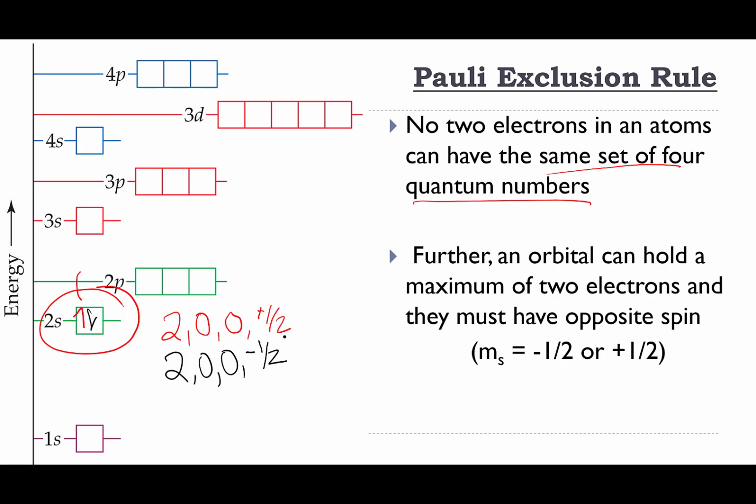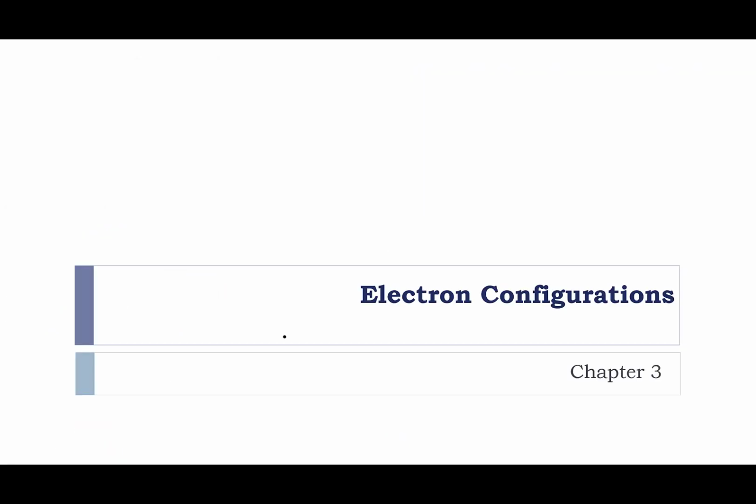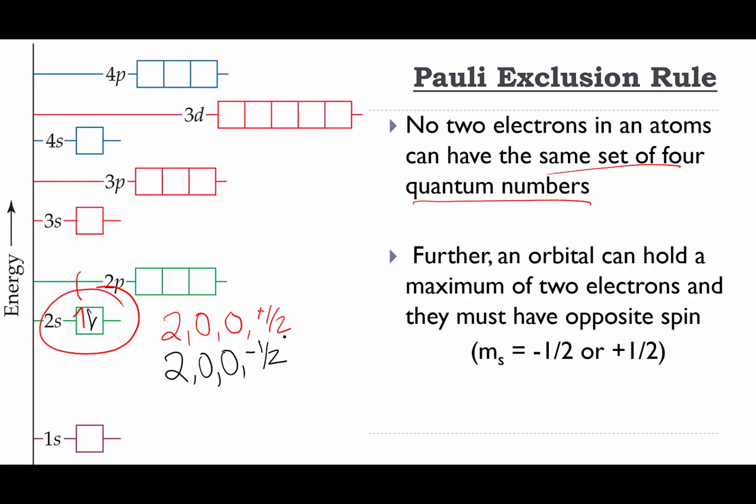So that's all the Pauli exclusion rule is telling us, that if two electrons happen to be in the same box, one has to be up and one has to be down. So that's it for orbital diagrams. This would be a great opportunity to practice some orbital diagrams on your own.